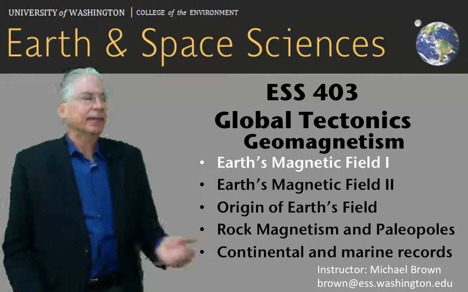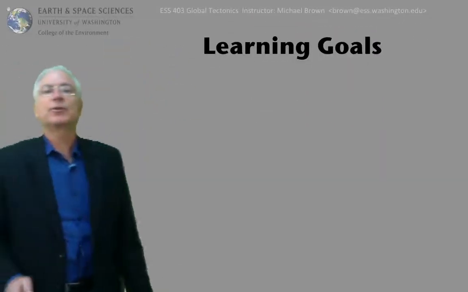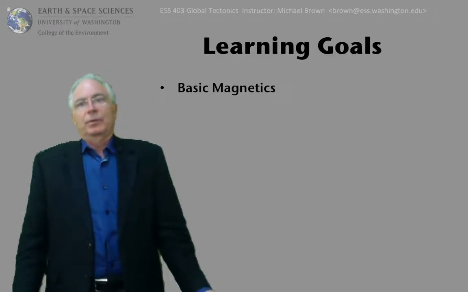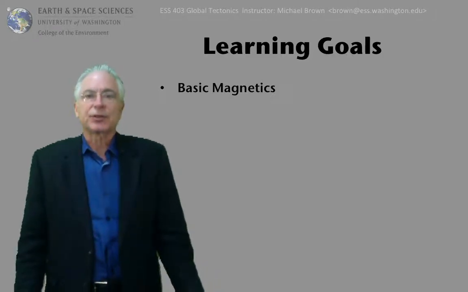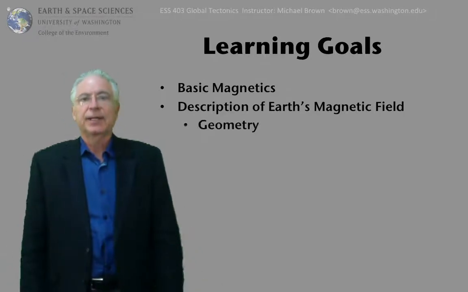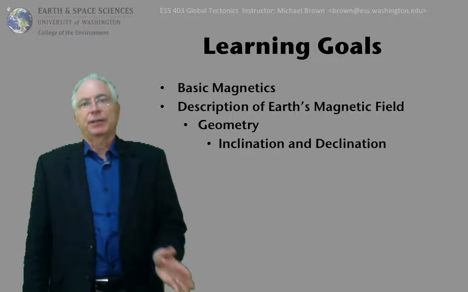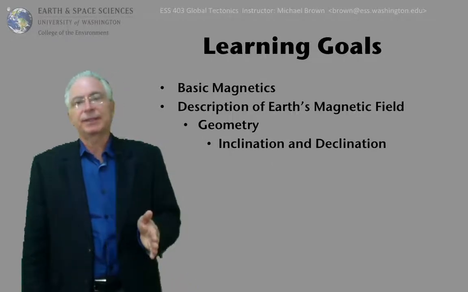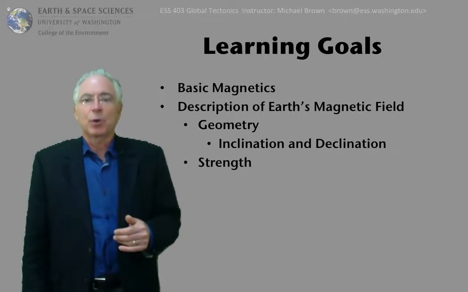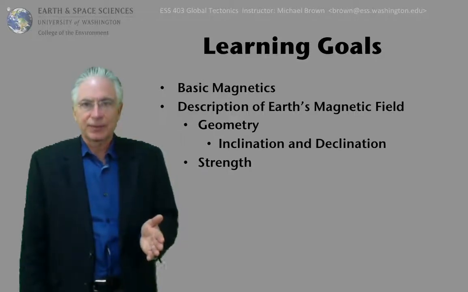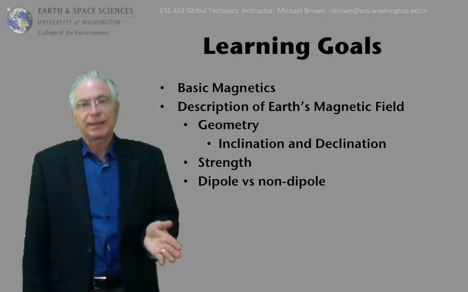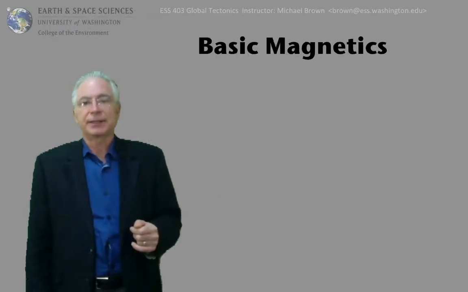Are you ready to begin? Okay, let's look at the learning goals for this video. First of all, I have to remind you of some basic definitions and terms in magnetics. Then I will go through describing Earth's magnetic field, its geometry, and the geometry includes a description of a vector with inclination, a dip angle, and declination, a direction to the magnetic pole. We'll need to talk about the strength of Earth's magnetic field and learn what the difference is between a dipole magnetic field and non-dipole magnetic fields.